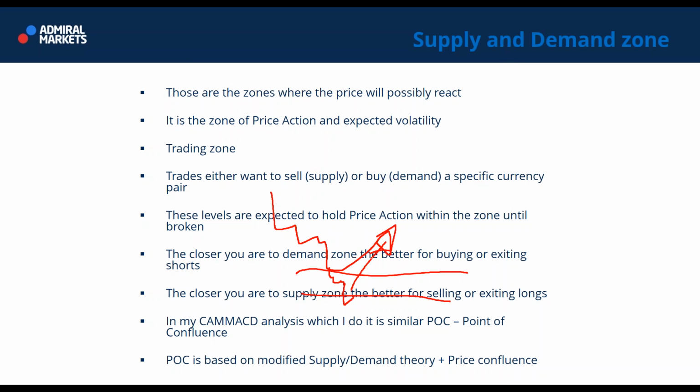That is why you will always see POC points, and POC points are based on modified supply and demand theory and price action confluence. It's not just supply and demand, it's supply and demand plus many other factors such as price action confluence, historical versus now moment perspective, chart patterns, candlesticks, and so on. But it's good to know that it's the zone.